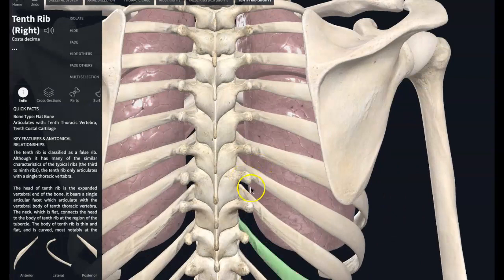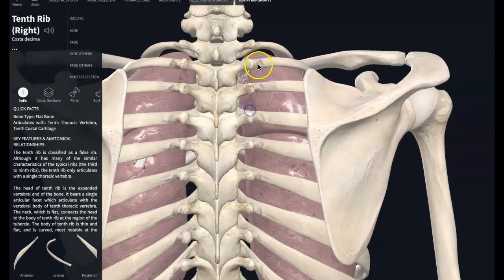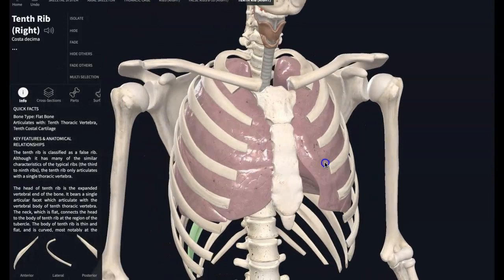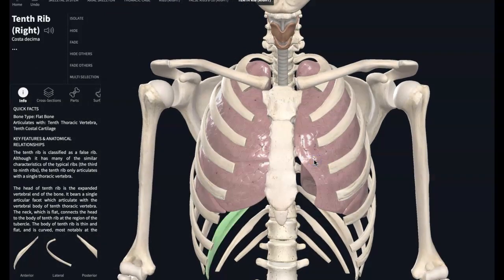So you can see that this posterior border of the lung is following near the transverse processes of the vertebral bodies back up to the apex, or plural is apices. And now the lungs are surrounded by a membrane, 2 membranes. They're collectively called the pleura. And the 2 membranes of the pleura make up the pleural cavity.